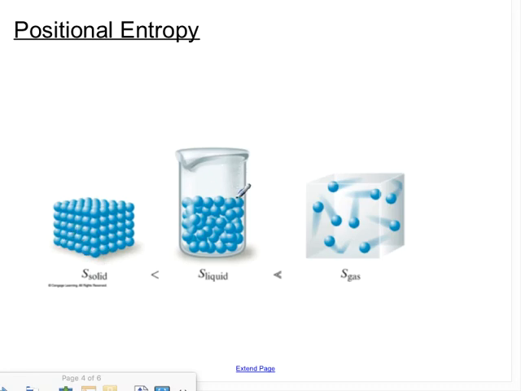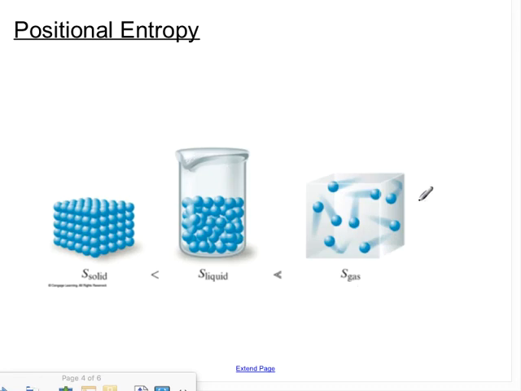remember in a liquid the atoms move past each other, there are more possibilities for the atoms, more different ways the atoms could be arranged and still be a liquid than that they could be for a solid. So liquids have more positional entropy than solids. And then gases, remember gases, the atoms can move all around. So gases have even more possibilities than liquids.